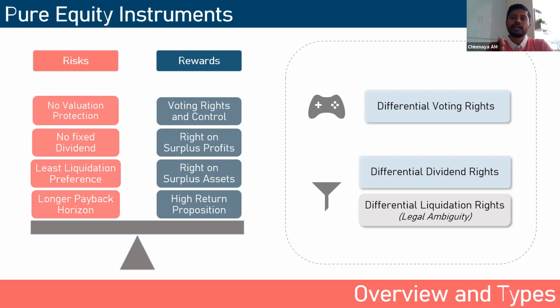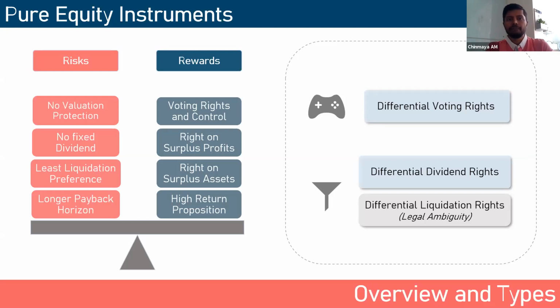Equity would be the last category of shares which gets the money once all other category rights and demands are satisfied. So that's why it has the least liquidation preference and a longer horizon, which we discussed. The rewards for taking these risks are voting rights and control. Equity is the main category of instrument which should have all the control of the company.